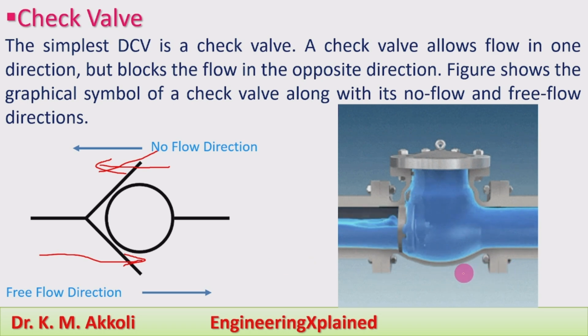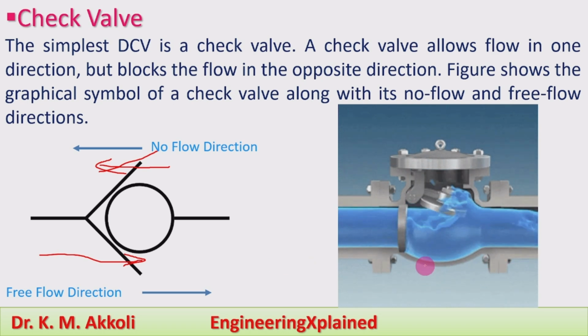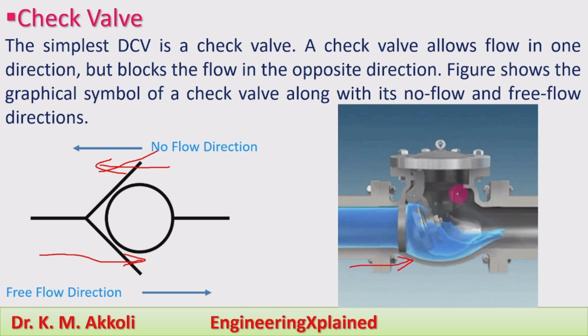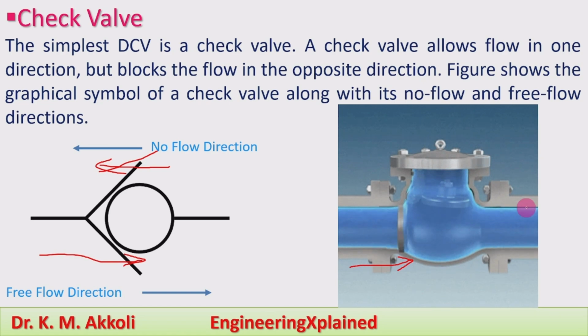The simplest form of the check valve we can see here with the animated operation. In this direction the flow is taking place. The hollow element will be lifted due to the pressure of the fluid, and thereby flow will take place in this direction. If the flow is taking place in the opposite direction, then this hollow element will close the path, and thereby there is no flow in this direction.